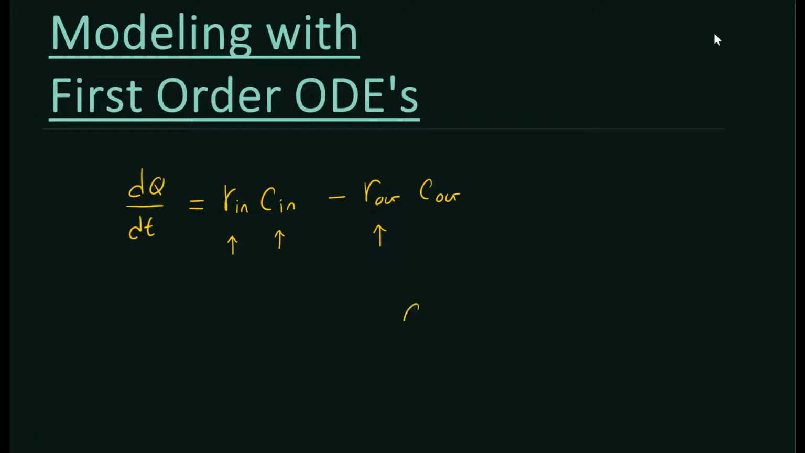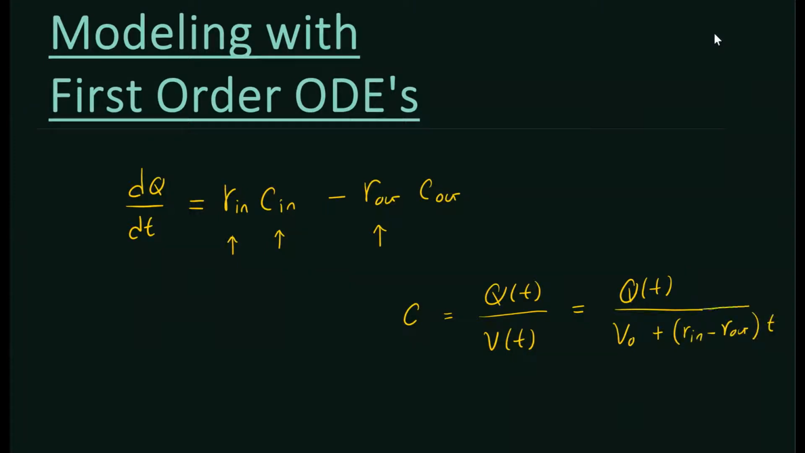You should also know that the concentration is given by the amount, which we're going to be using Q(t), over the volume, which is V(t). We can also simplify the volume depending on rate in minus rate out, so it's going to be a linear function. So you can say this is Q(t) over some initial volume plus rate in minus rate out times t. That will determine the function V(t), and that's how you can figure out concentration out. So we can say this is C out.